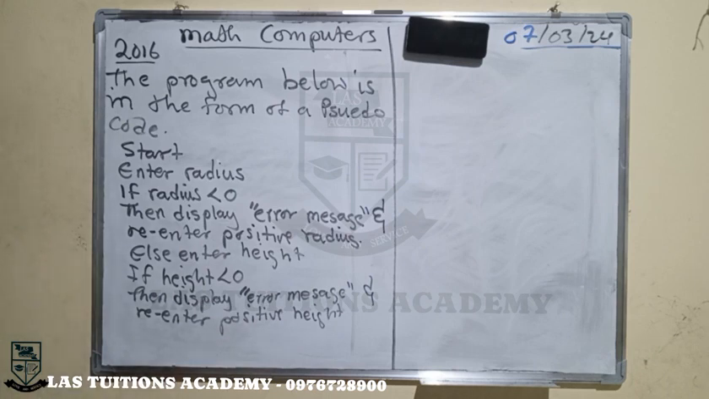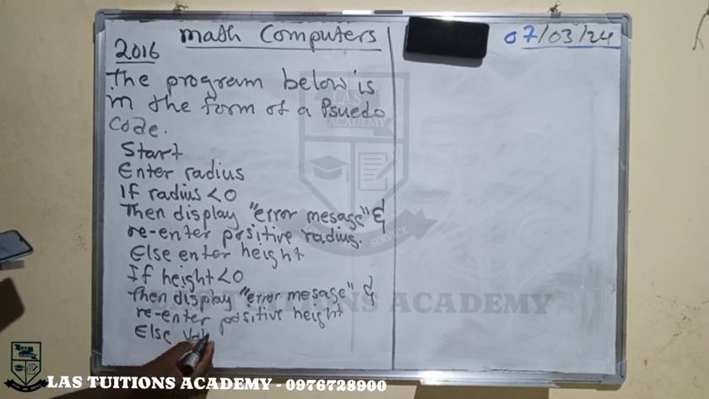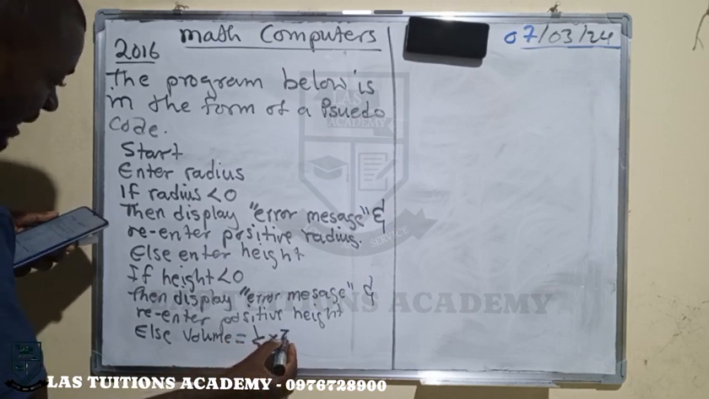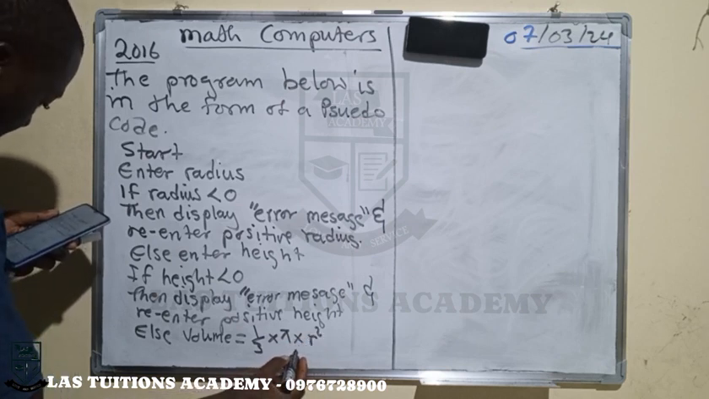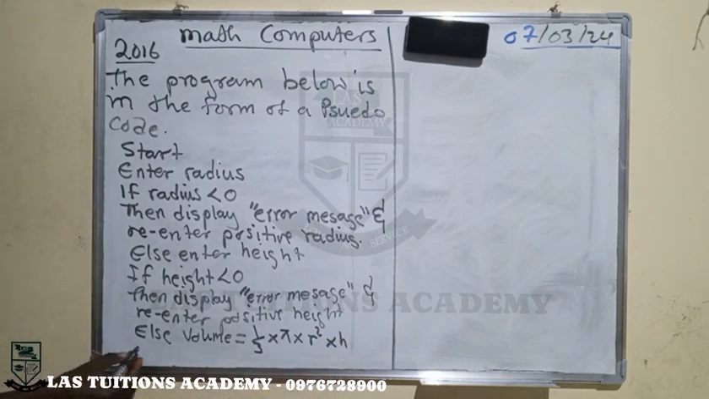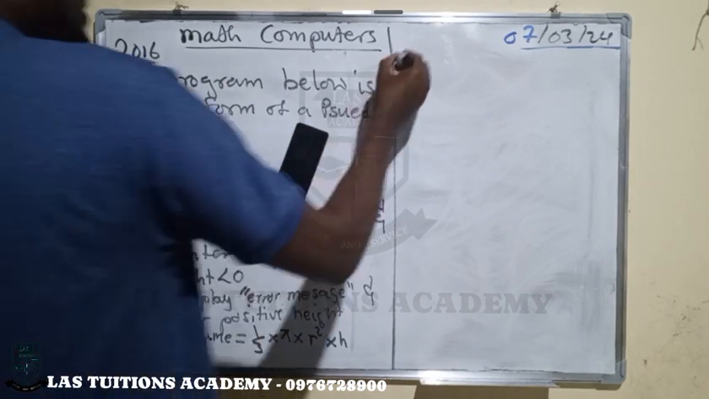Okay, then else volume is equal to 1/3 times pi times radius squared times height. Then it says end if, then from there it continues and says display volume.